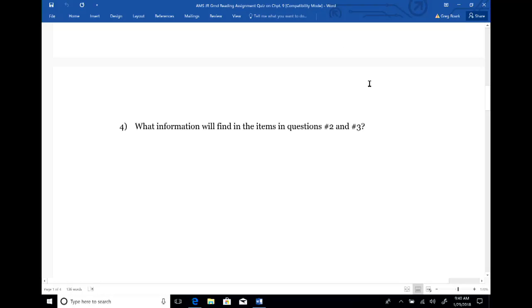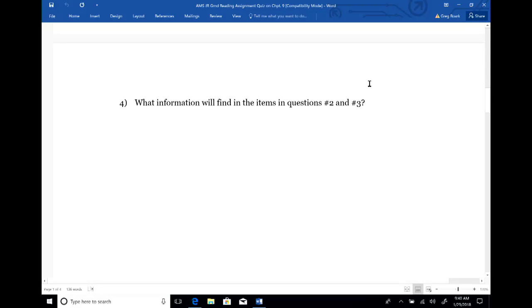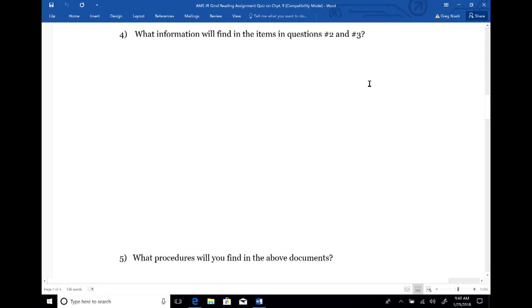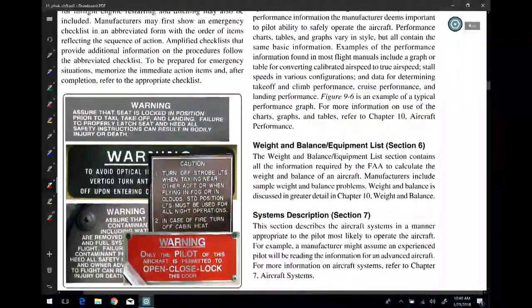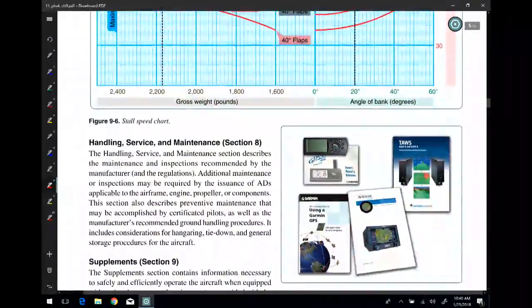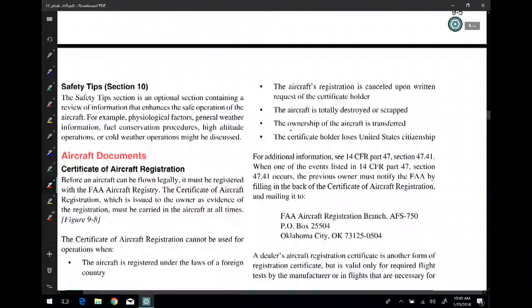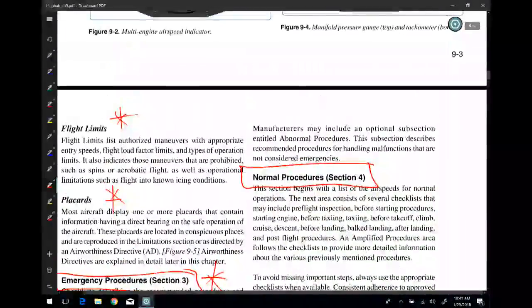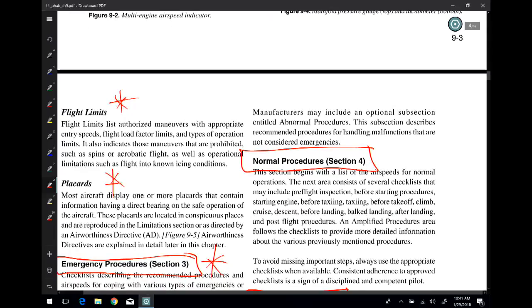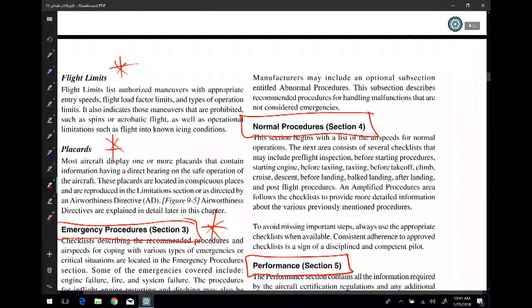So when we look here at question number 4, this is going to be what we're after. What information is going to be listed in there? Well, to find the answer to that, it's all of the subheadings. See all of the subheadings? See all of those? That's the information that you're going to find. Then we ask another question, and this question has to do with procedures. We'll talk about that here in a second. There are certain procedures that you have here that are listed in the subheadings, okay? So there we go.